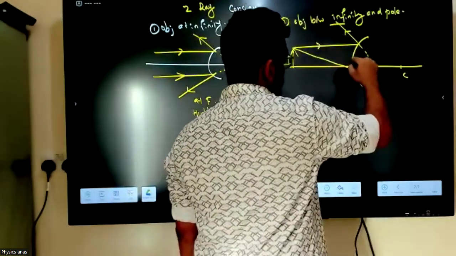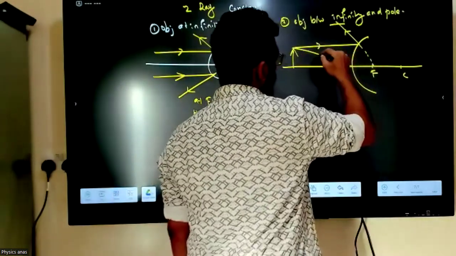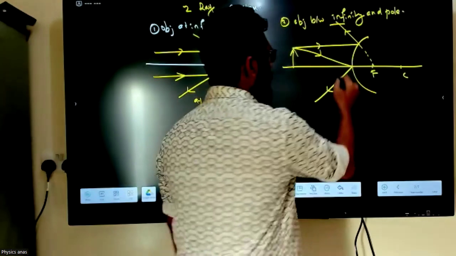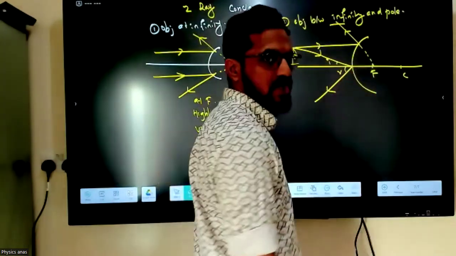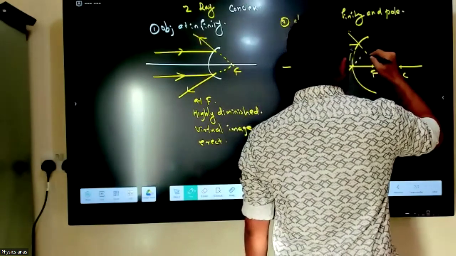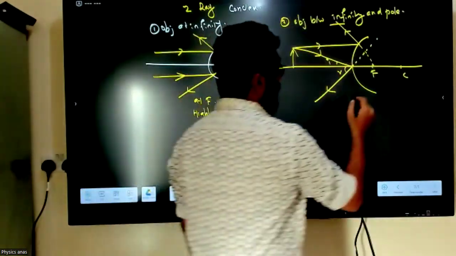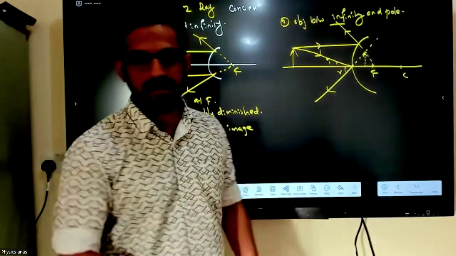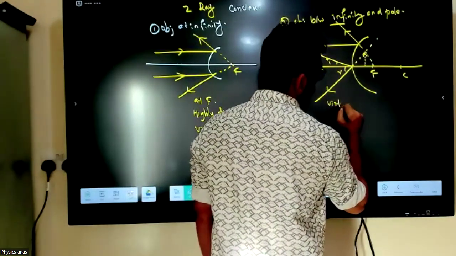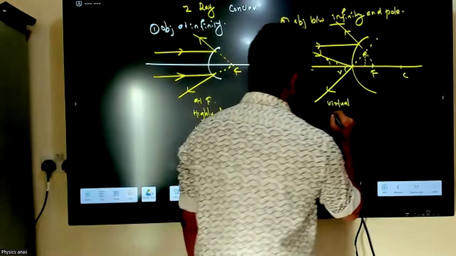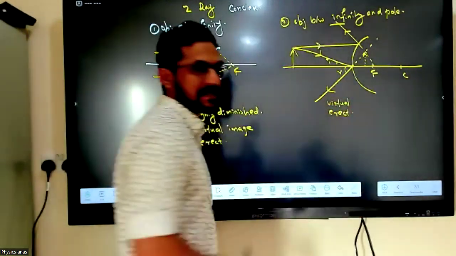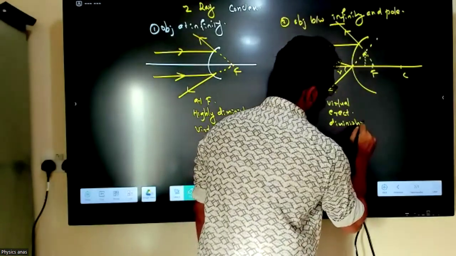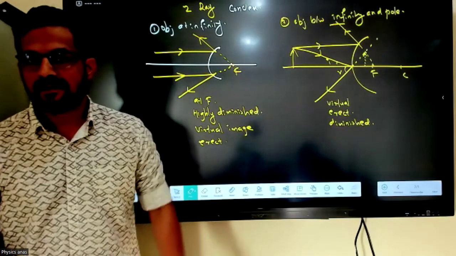Second light ray, I can draw a second light ray to the pole. That will follow the laws of reflection. That means the angle of incidence will be equal to the angle of reflection here, and you can extend the light ray like this. If you are extending the light ray, you will get a virtual image here. So the image will be virtual and erect. What will be the size of the image? Size of the image will be diminished. You got it? That's our figures.